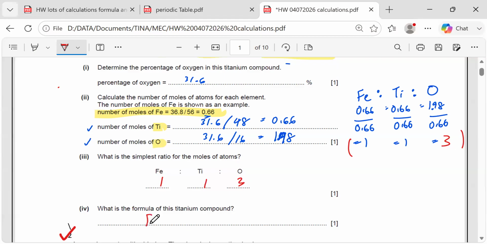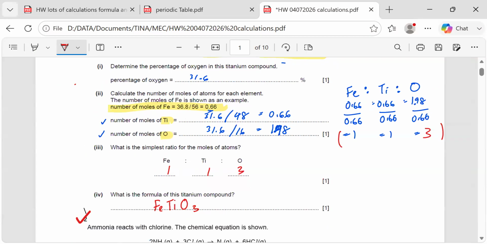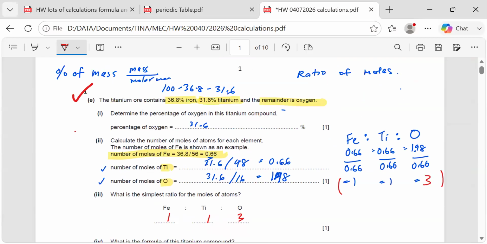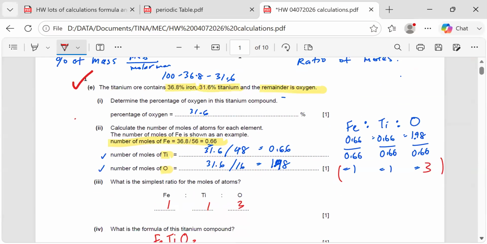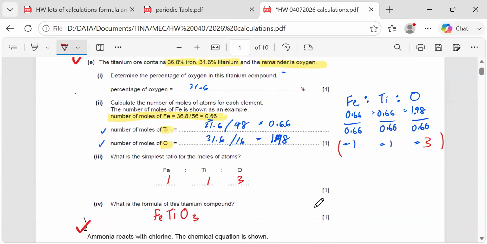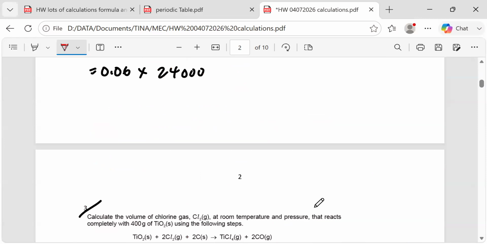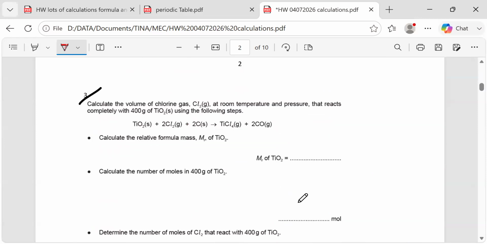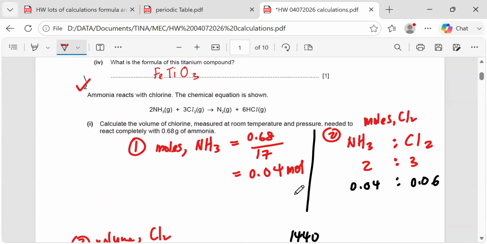Okay? So FeTi, 1 no need to write, O3. Do you understand? Yes. Did you get it correct? Yes. You can do empirical formula already. Can you understand? Okay. Please look at question 3 and do the same thing.